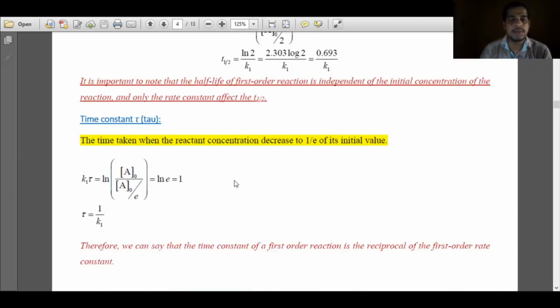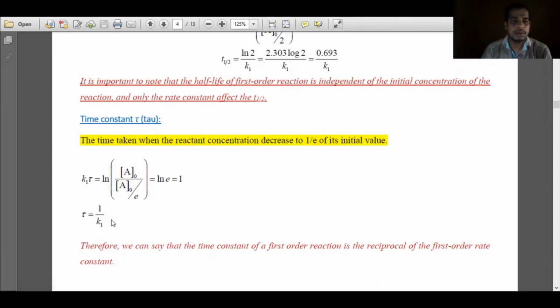And then one more concept we will discuss, that is called time constant. It is the time required when the reactant concentration decreases to 1 by e of its initial value, meaning A will be A0 over e. So I'll put this condition in my rate expression, that is equation 3. So K1, instead of time, I am writing the time constant tau, is equal to ln A0 over A. A will be A0 over e because A is decreasing by e times. So I'll get ln e, which is equal to 1.